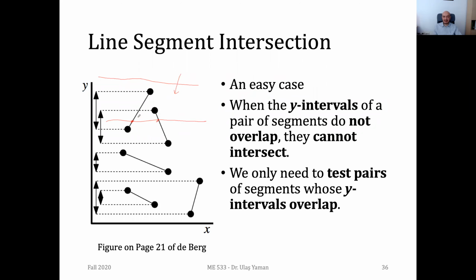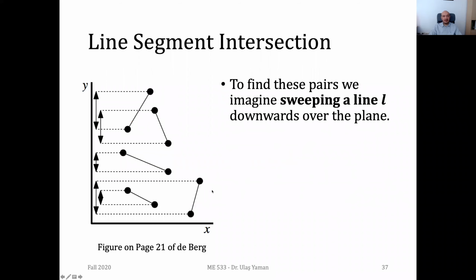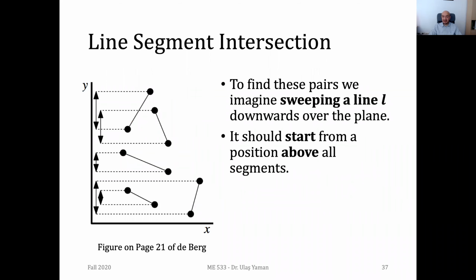For instance, if you come here, we don't have any intersecting line. Here we have a single line, so there is no need to check. But here again, we have 2 line segments and their y intervals are overlapping. And we determine this overlap by a virtual line moving from up to down. That's what I mentioned. We will have a sweeping line, and we call this line L.